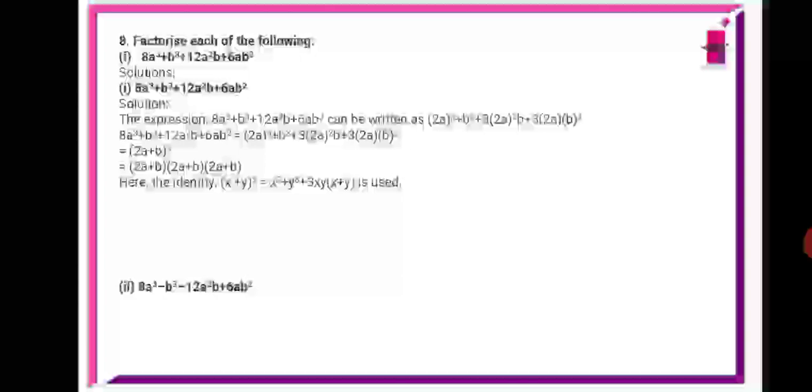So we are going to write according to the identity x cube plus y cube plus 3x square y plus 3xy square. So based on that, if all the terms are suitable, it can be factorized as 2a plus b whole cube, as in place of x you can take 2a, in place of y you can write b. So it can be written as 2a plus b into 2a plus b into 2a plus b. Similarly, the second one you can see, it can utilize x plus y whole cube.